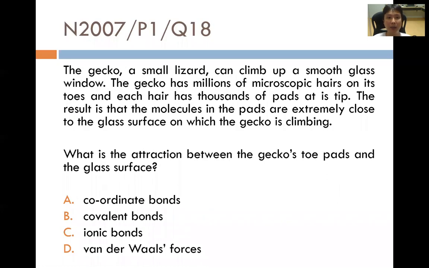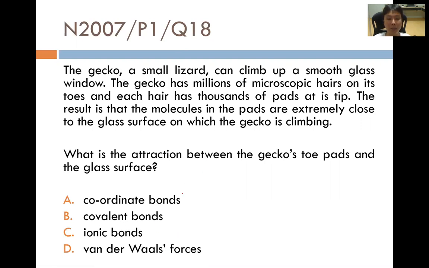November 2007, paper 1, question 18. The gecko, a small lizard, can climb up a smooth glass window. The gecko has millions of microscopic hairs on its toes, and each hair has thousands of pads at its tip. The result is that the molecules in the pads are extremely close to the glass surface on which the gecko is climbing. What is the attraction between the gecko's toe pads and the glass surface? And these are the four options: coordinate bonds, covalent bonds, ionic bonds, and van der Waals forces of attraction.